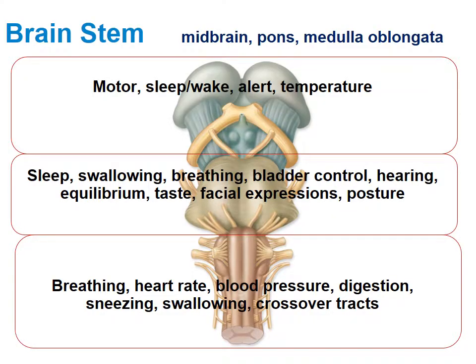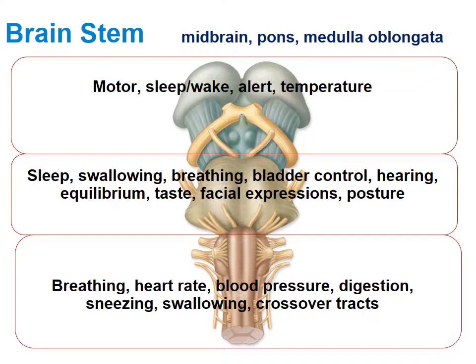The brainstem is divided into 3 structures with specific functions. Midbrain, the superior structure. Its nuclei control motor commands, sleep-wake cycles, and alertness. Pons: the sleep cycle, swallowing, breathing, bladder control, equilibrium and hearing, taste, facial expression, posture, and respiratory rate. Medulla oblongata: also breathing rate, heart rate, blood pressure, digestive activities, sneezing and swallowing.